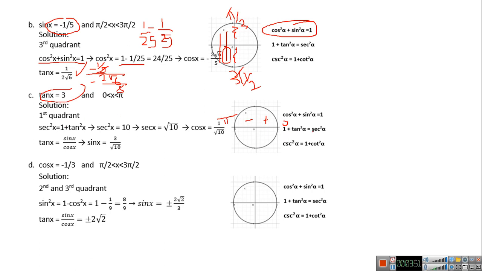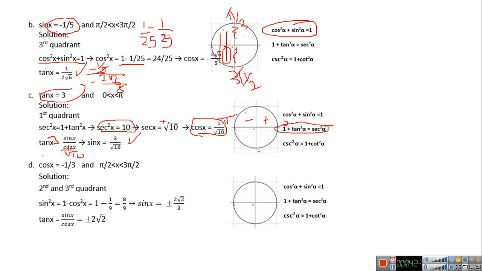So we have tangent, and we can use this formula: secant square alpha equals 1 plus tangent square alpha. So 1 plus tangent square, which is 9, so secant square is 10. Secant is the inverse of cosine. In the first quadrant, cosine is positive, so it will be plus radical 10. And the cosine is the inverse of this one, which is 1 over radical 10. We know that tangent is sine over cosine. This is 3, and this is 1 over radical 10. So cross multiply, and you're going to get 3 over radical 10.